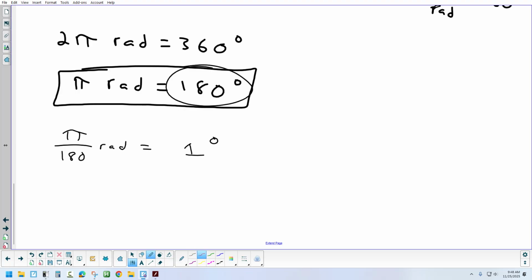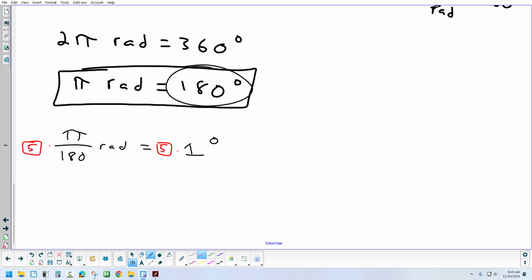And so what can you do to both sides of your equation? Multiply by 2. Now you've got a formula for 2 degrees. What if you wanted a formula for 5 degrees? What would you do? Multiply both sides by 5. You'd multiply both sides by 5.